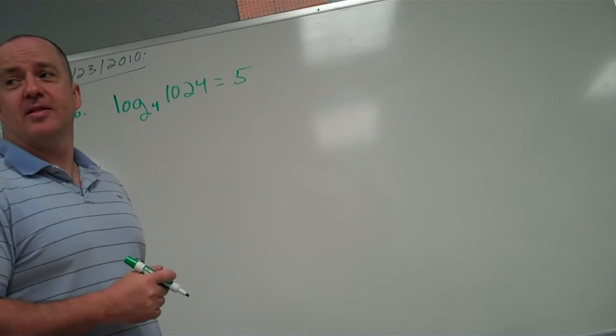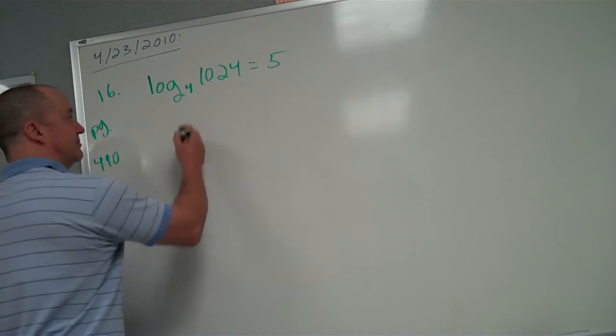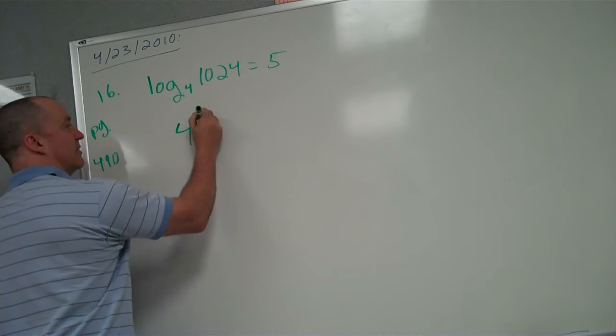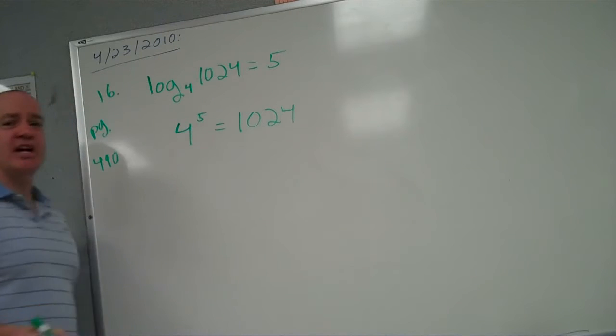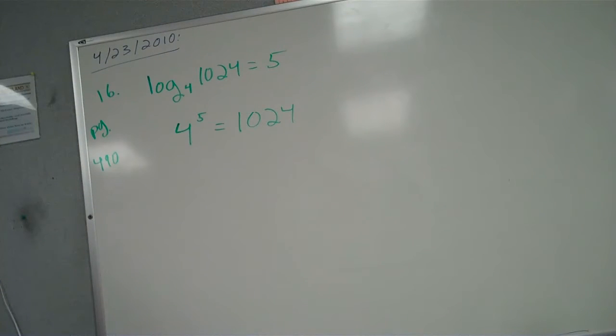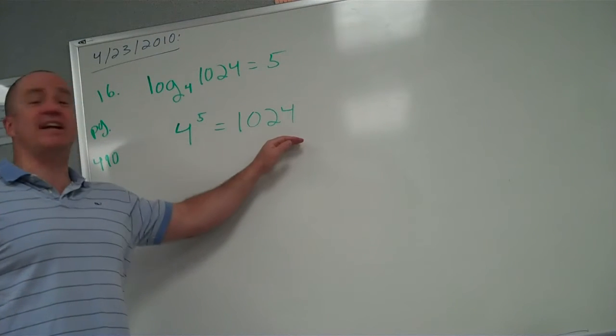Okay, let's see it, Jordan. 4 to the 5th power equals 1024. Correct. And I think somebody said while I was coming around checking the homework that they just used their calculator and put these three numbers in various combinations until they got the one that works.